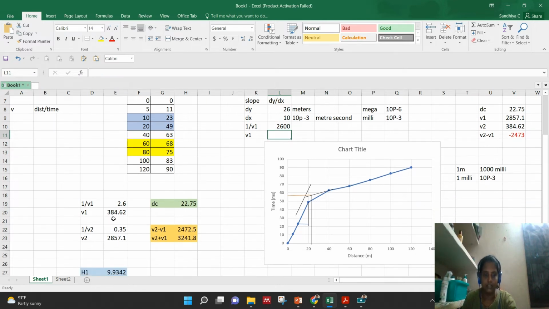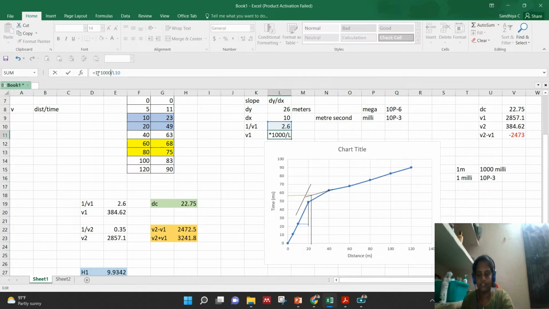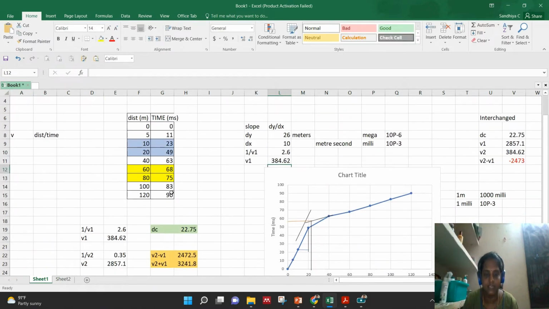Yes, 1 second, yeah. I'll just clear this once again. We have to multiply this value with 1000. That's how we get it. Okay, for the time being, we'll keep this aside. So this is clear, right? We find the slope dy by dx. Whatever slope you are finding is 1 by V1. To find V1, it is nothing but 1 divided by this value into 1000.